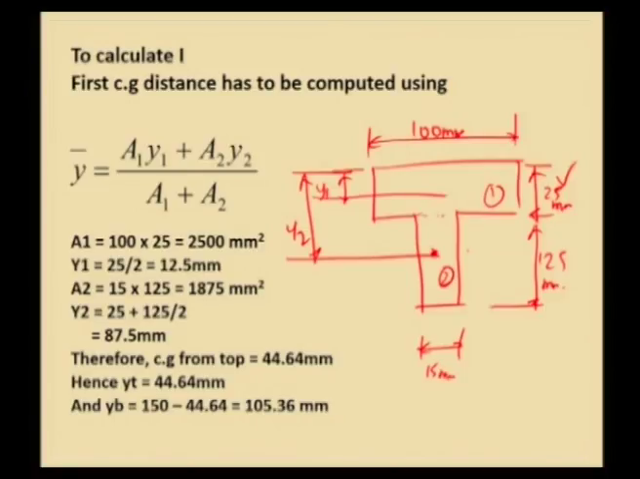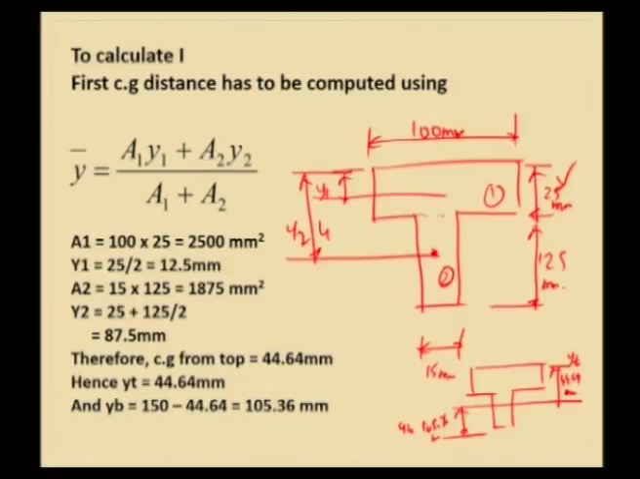Therefore, the CG from top is equal to, substituting the values of A1 y1, A2 y2 etc., we will get the CG from top as 44.64 mm. So, this is the T section. For the T section we have computed the CG distance from top as 44.64 mm, and from the bottom we can compute using the overall depth. The overall depth is 150 mm. So, 150 minus 44.64 is equal to 105.36 mm from the bottom. This distance is considered as YT and this distance is considered as YB.